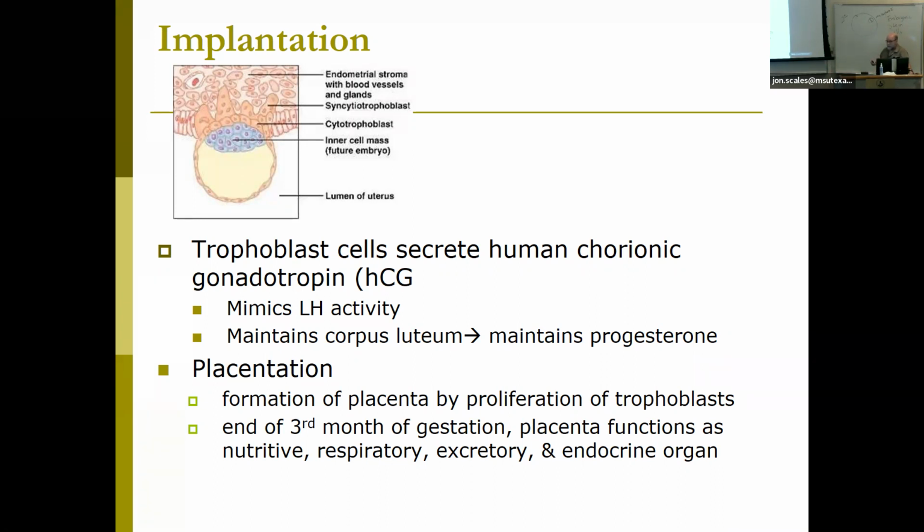It will also induce lactation. It'll induce the hypothalamus to stimulate the pituitary to release prolactin, which will stimulate mammary duct proliferation and therefore milk production in the mammary glands.